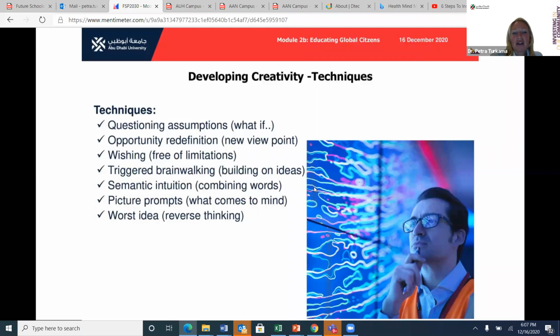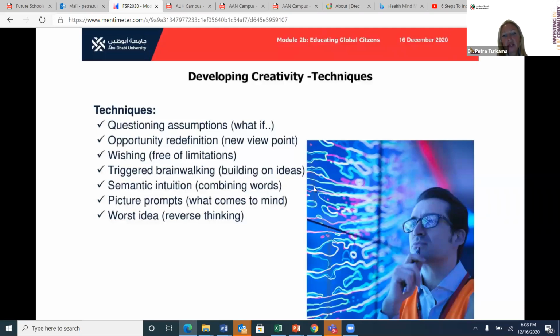Brain walking, triggering, building on ideas. There are different words for it, but basically it's brain writing. So it is not just brainstorming as many ideas as possible, but maybe working on 3 ideas. The first person comes up with 3 ideas, the second person builds on those ideas, and the third one builds on those ideas, and so forth. So we go more for quality and depth of the ideas rather than for quantity.